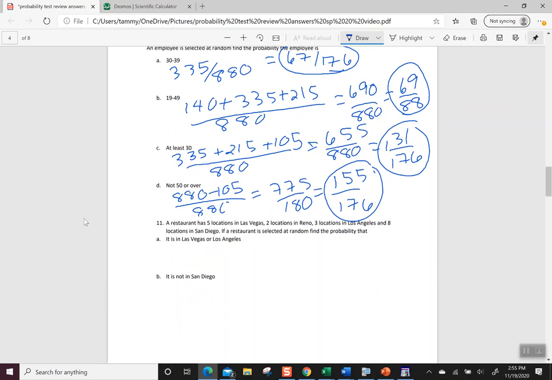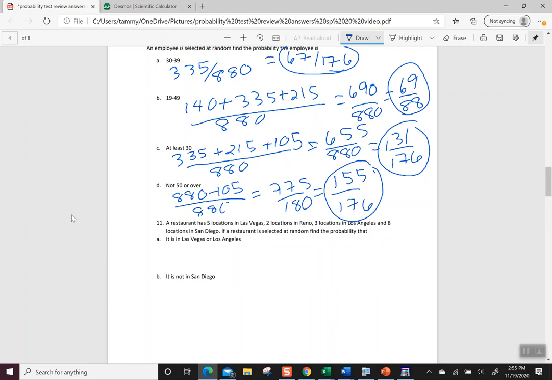Okay, 11 says a restaurant has 5 locations in Las Vegas, 2 locations in Reno, and 3 locations in Los Angeles, along with 8 locations in San Diego. If a restaurant is selected at random, let's find the probability it's in Las Vegas or Los Angeles.